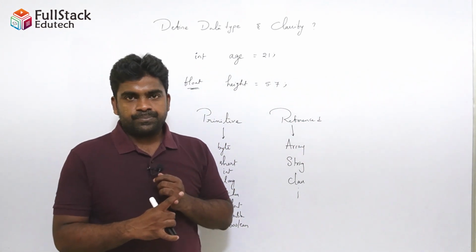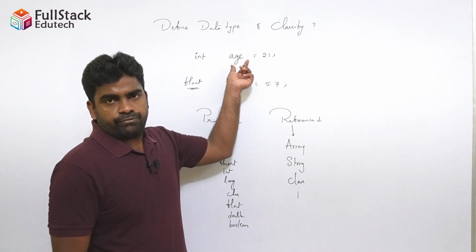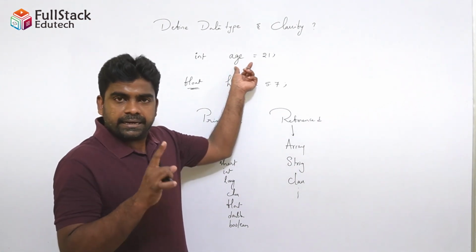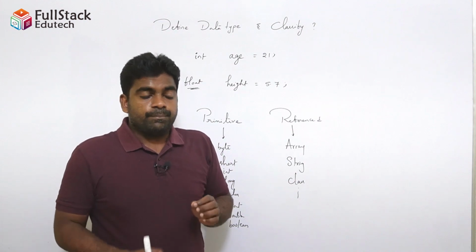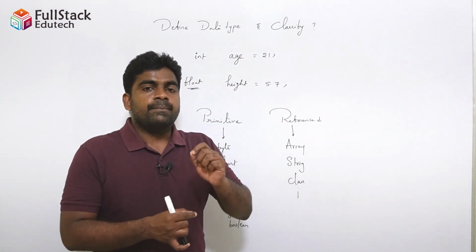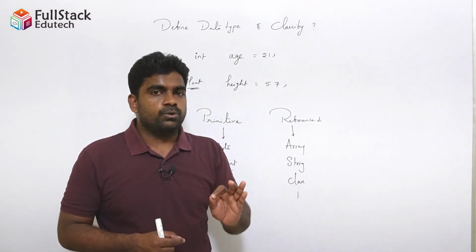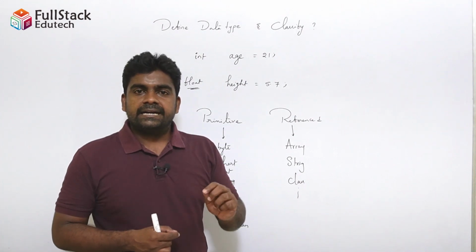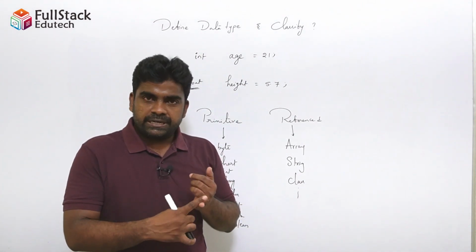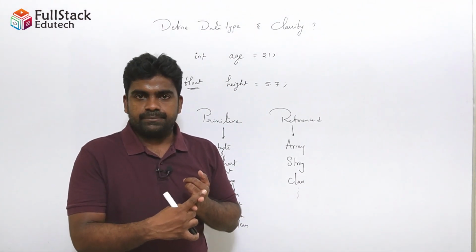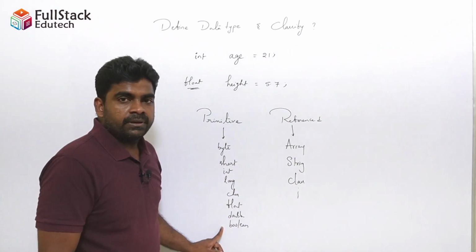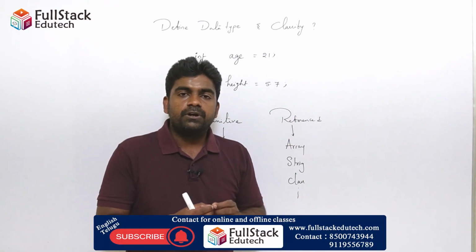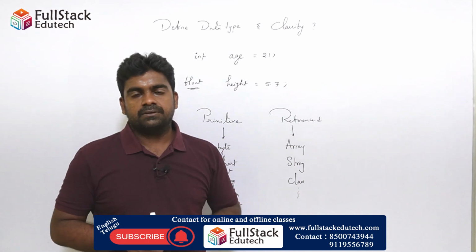So in the declaration of a variable, it is mandatory to specify the data type. Based on the data type only, memory will be allocated to store the information. Data types are classified into primitive data types and reference data types. In total there are 8 primitive data types, right? And reference data types means what? Object-based data types. Hope you understood.